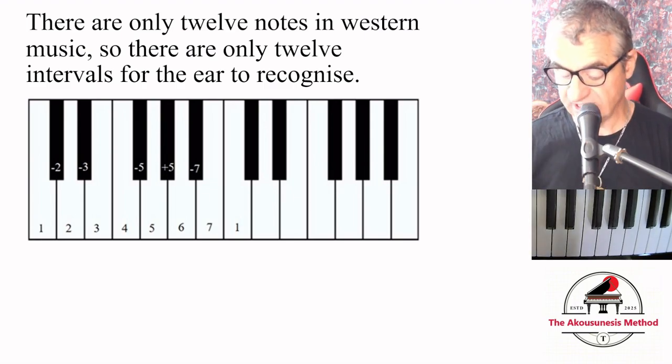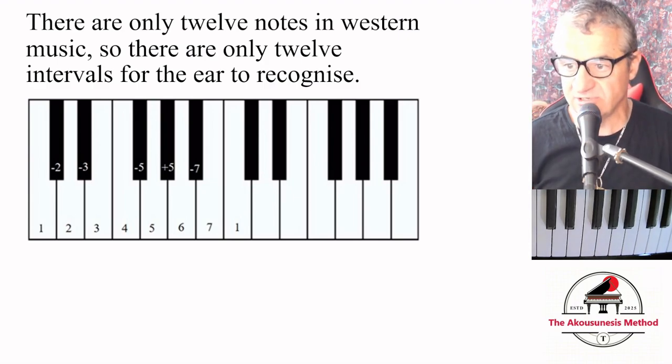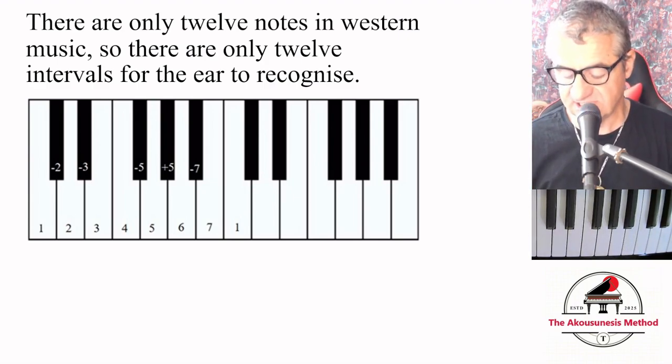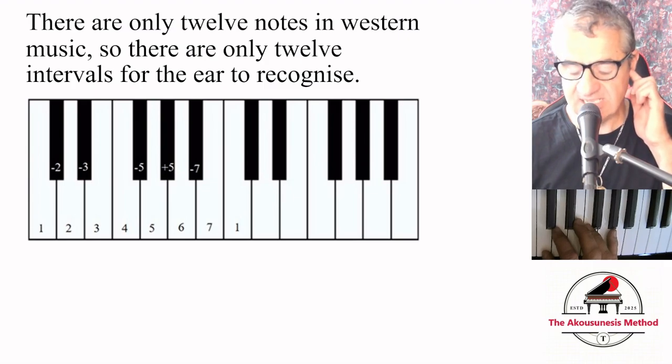Okay, so these are all the 12 intervals. We have them written here. Now, we're starting on the note C, but we can start on any of the notes. And they all have names, but have a listen to them. What we're trying to do, we want to go slowly so our ear can hear them, right?